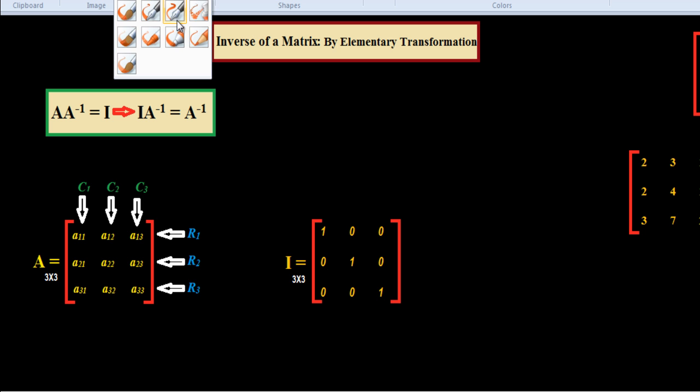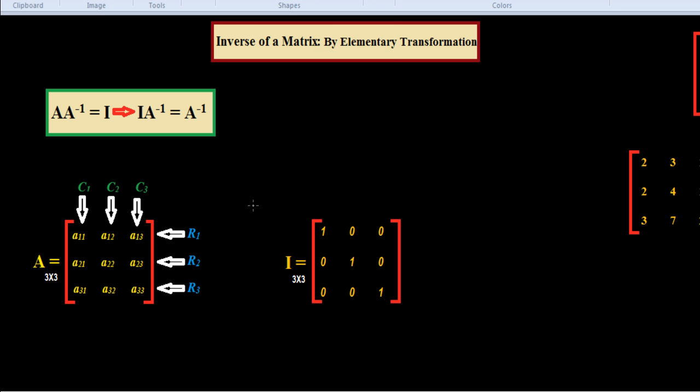If we multiply any number with its reciprocal, if we have a 5 and we multiply this 5 with its reciprocal, we always get 1. So the same concept is behind this: matrix A into A inverse is equal to identity matrix. And what we do, by the transformation process, is convert this matrix A into I.